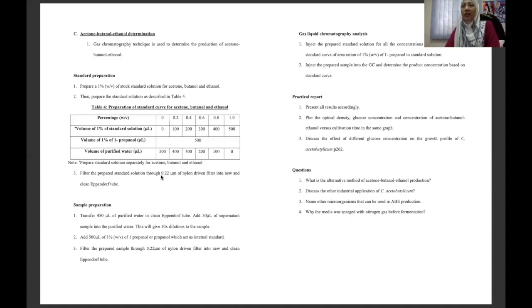Here, it is mentioned that you need to filter the sample. For any advanced instrument that requires injection through a column, usually there is a limit on the size of molecule that can pass through, so you need to filter. Otherwise, if you do not filter your sample, it will block the column.